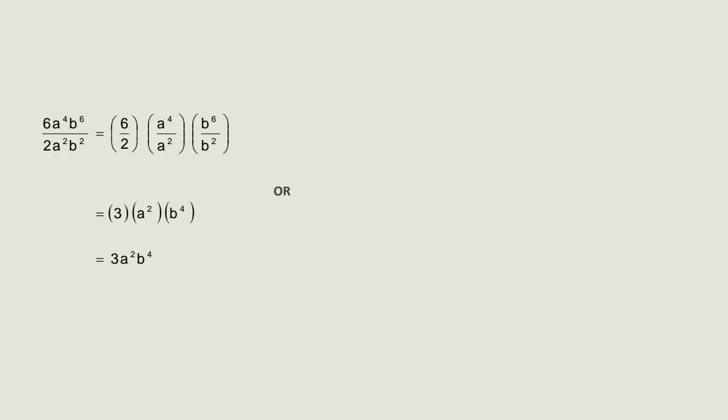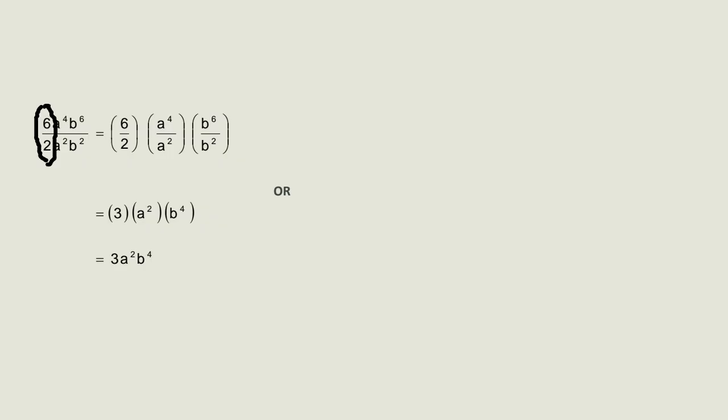So we just take the coefficients, the numbers in front, and we're going to split it up. So notice how we split it up. 6 over 2, that becomes a 3. So 6 divided by 2 is 3. Then my a to the 4 over a squared becomes a to the power of 2. And then b to the 6 over b squared becomes b to the 4.